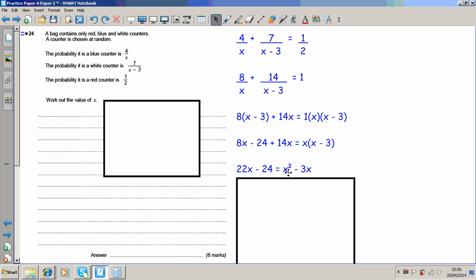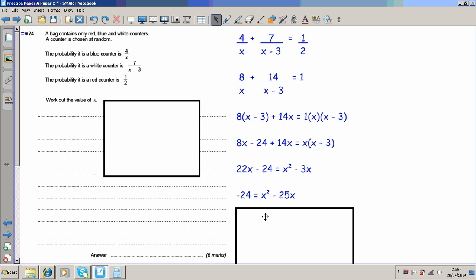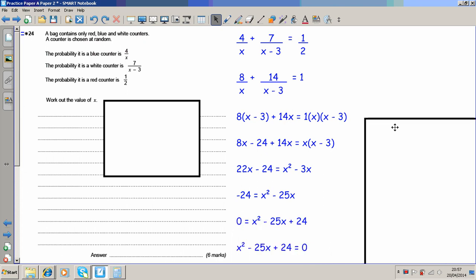Now I've got myself a quadratic here, so I want to make it equal to 0 by taking these two onto the other side. So I'll take 22x over, I get minus 24 equals x squared minus 25x. If I take the 24 over, I get x squared minus 25x plus 24 equals 0. And then final step, I'll just turn it around so it looks nicer.